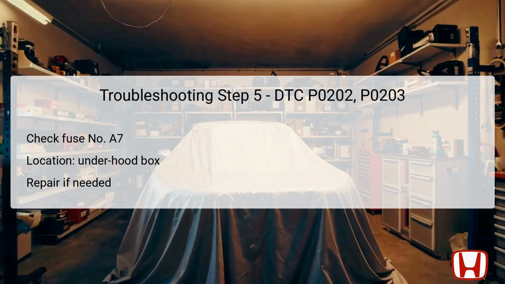In this step, we check the condition of fuse number A7, which is crucial for the operation of the injector circuit. This 15-amp fuse is located in the underhood fuse relay box. Checking the fuse involves visually inspecting it for any signs of breakage or using a multimeter to determine its continuity.